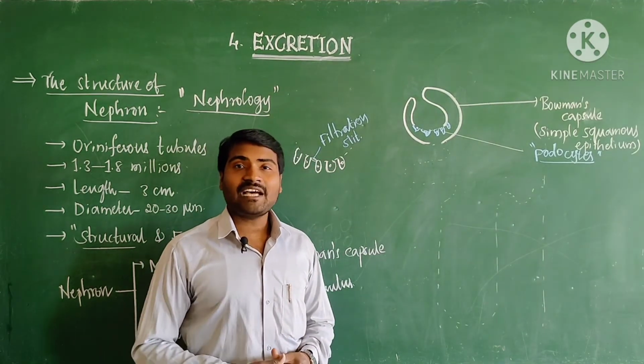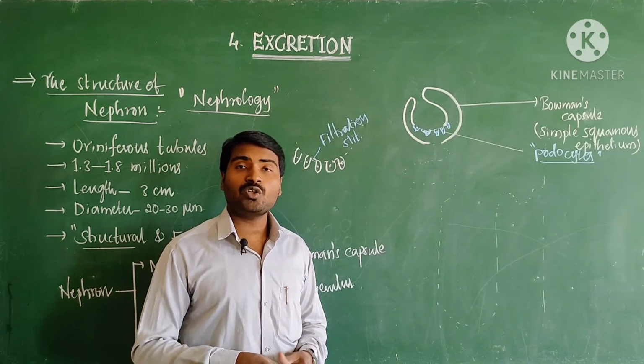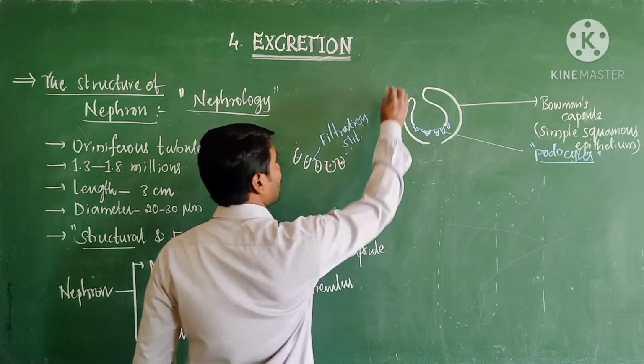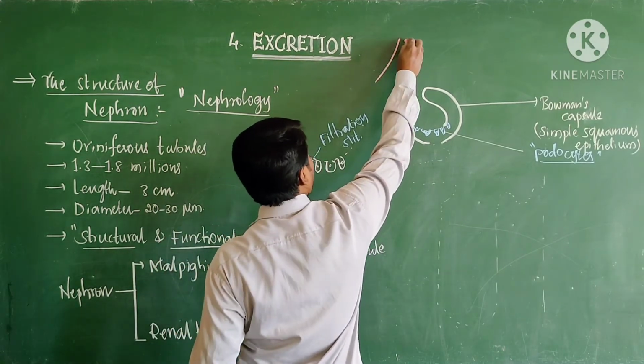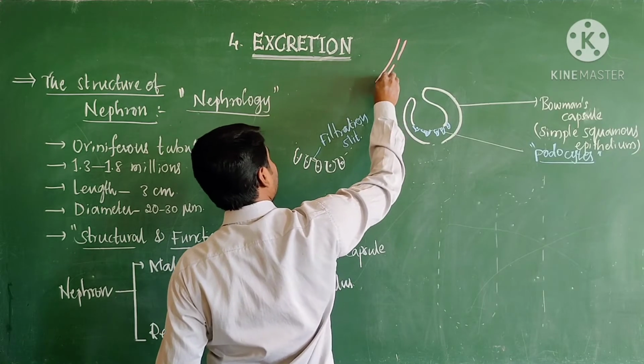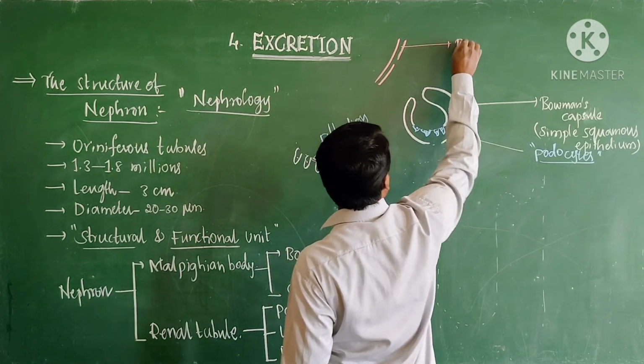Now a branch of the renal artery comes close to the nephron. So this is the renal artery. What is this?